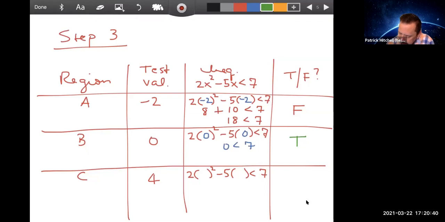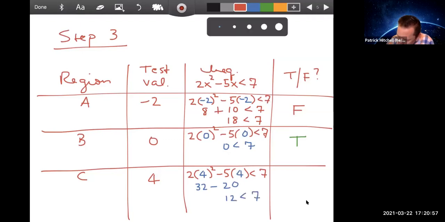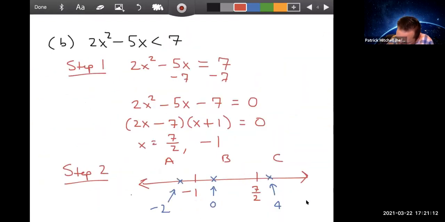finally, plugging in 4. 4 squared is 16. 2 times 16 is 32. 5 times 4 is 20. 32 minus 20 is 12. Is 12 less than 7? No, it is not. So out of regions A, B, and C, the only region that satisfies this inequality is region B. So going back to the number line, we're going to color in just this interval.